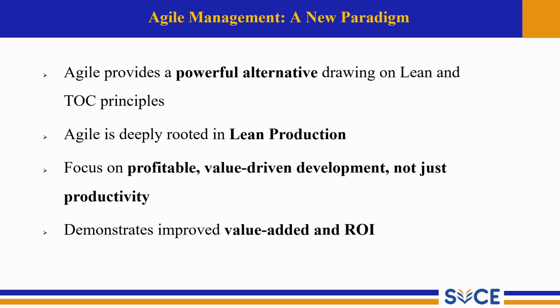Agile is deeply rooted in lean production. It focuses on profitable, value-driven development, not just productivity. In simple terms, Agile measures success by the value delivered to the customer, not just productivity. It demonstrates improved value added and ROI. That is, Agile projects show better financial returns because they prioritize valuable work.